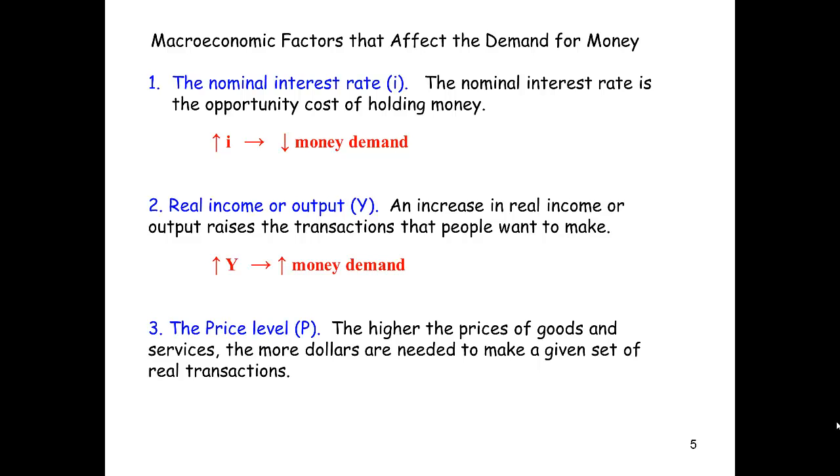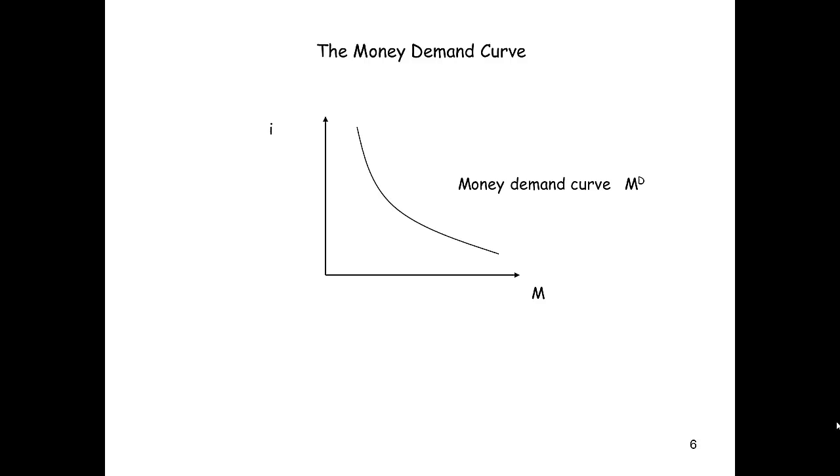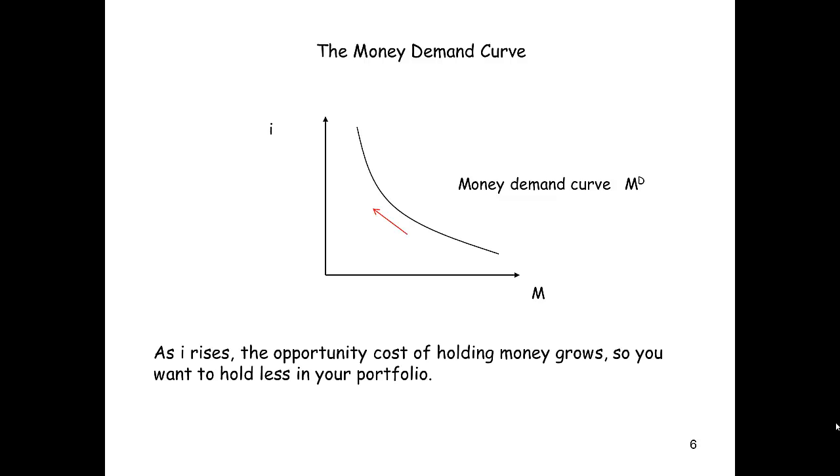The price level. The higher the prices of goods and services, the more dollars are needed to make a given set of real transactions. Thus, an increase in the price level should raise money demand. So let's look at the money demand curve. This shows the relationship between money demand and the nominal interest rate, and it's downward sloping. Why is that? Well, because as the interest rate rises, the opportunity cost of holding money grows, so you want to hold less in your portfolio, all else being equal.